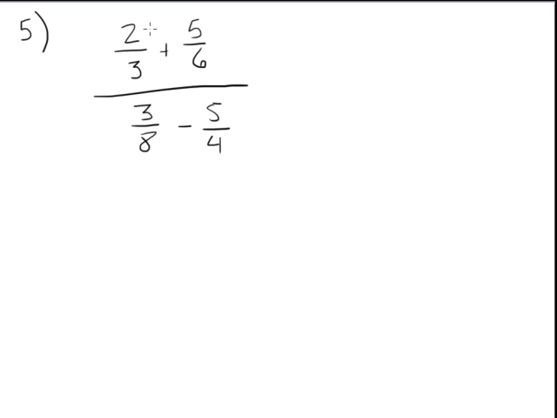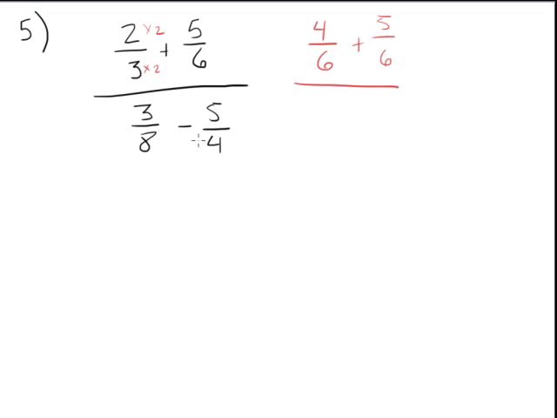So let's get the common denominator between these numerators here, and I could see there's a 3 and a 6, so common denominator between the two would be a 6. So I'm going to times this by 2 and this by 2. I'm going to get 4 over 6, and then I'm not going to touch this one. I have 5 over 6 here.